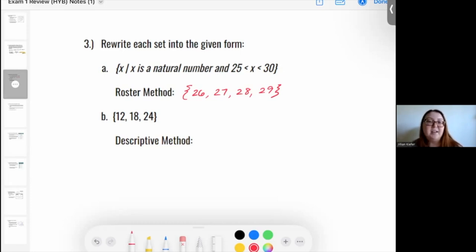So, all right. Now on to B. We have the roster method set of 12, 18, and 24, and we want to find a way to describe this. When we use our descriptive method, as we know in just normal English language, there's lots of different ways to describe things that are still technically correct. And that is also true when it comes to these types of problems. When it comes to an exam, sometimes you'll be given options in multiple choice. We just pick the best option.